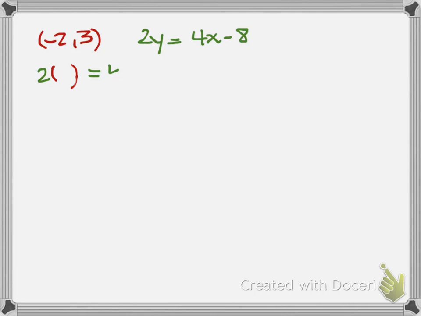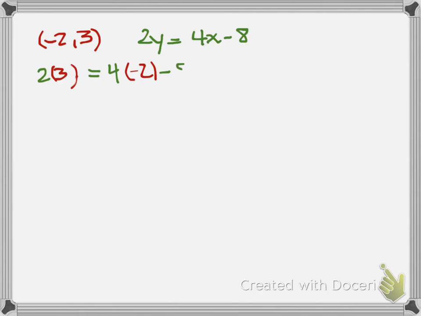Okay. Put in the y value for the y variable, so we're going to put the 3 next to the 2, because the 3 represents the y. And then we're going to have the 4x. And instead of x, we're going to write the x coordinate, which was the -2. So that goes in there.